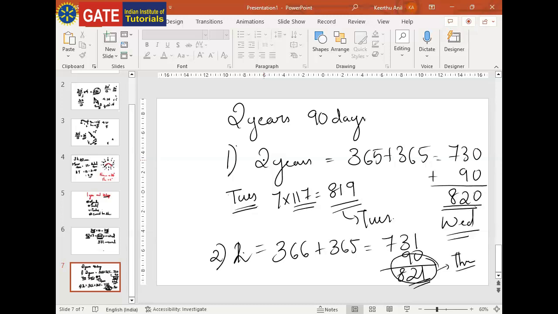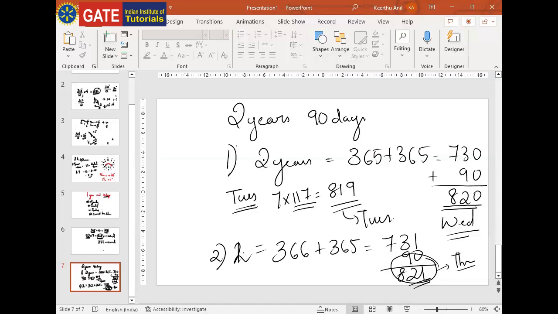Understood? So if it is not mentioned whether it is a leap year or not, we have to assume that the answer can be Wednesday or Thursday. Now if one student answers Wednesday and another student answers Thursday, they will lose marks. So they can only go for the answer cannot be determined, because it can be both Thursday and Wednesday. Okay.